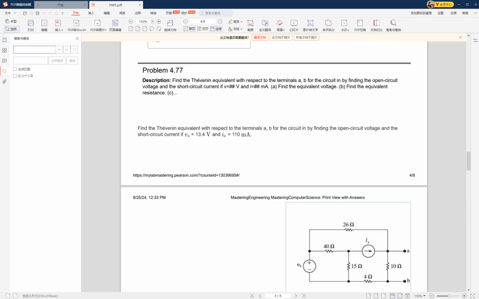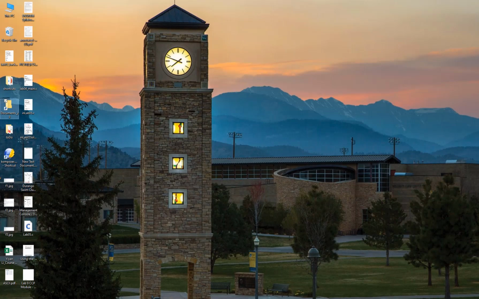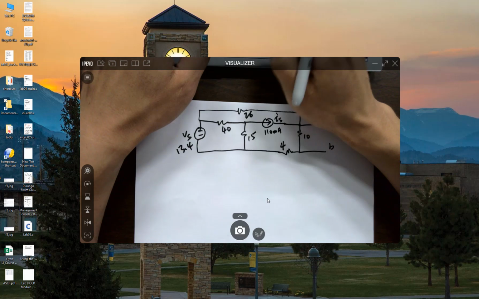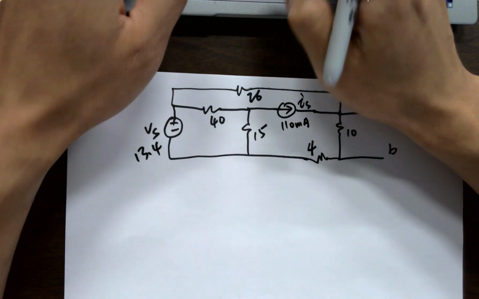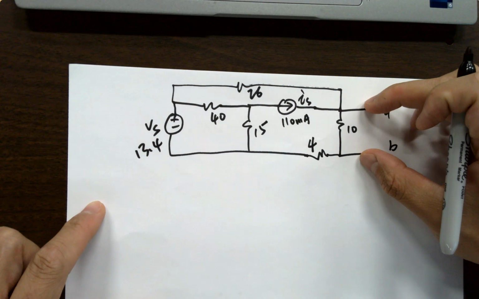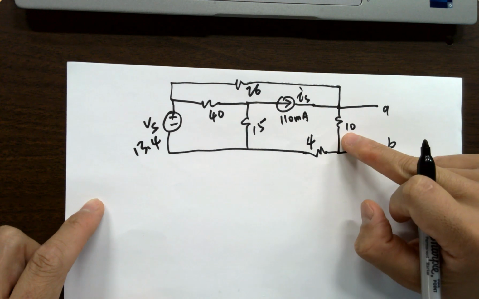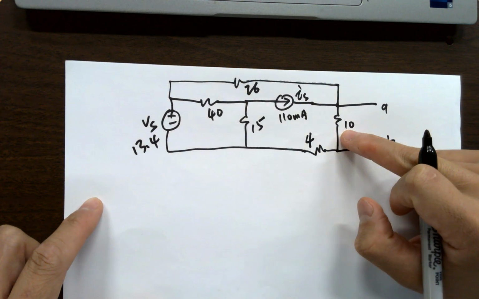What is VS? 13.4. Open circuit voltage will be the voltage here without the load, right? Is this a load or no? It's not a load, right? It's just part of the circuit.